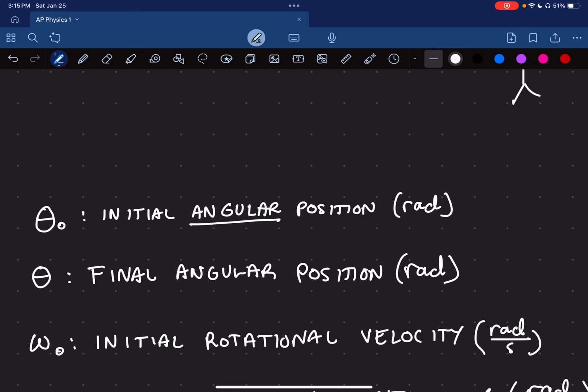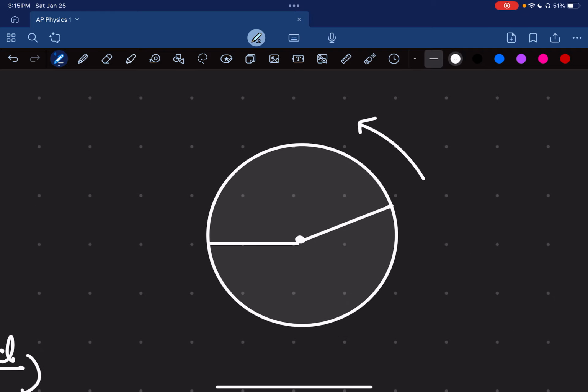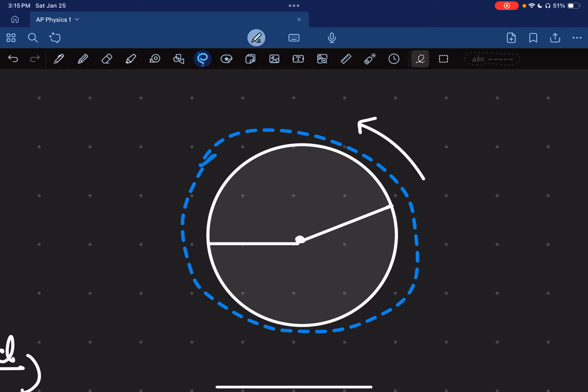So right away we have this term angular. This just means rotational. We'll kind of have to get used to that. It could say angular position. It could say how many rotations. That sort of thing. And the units for the position is in radians.